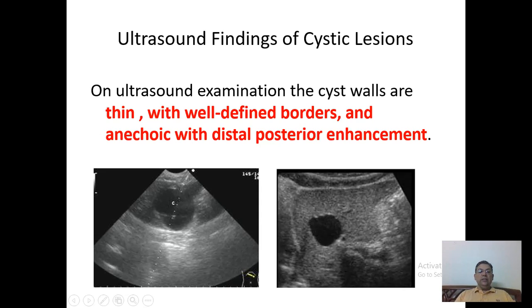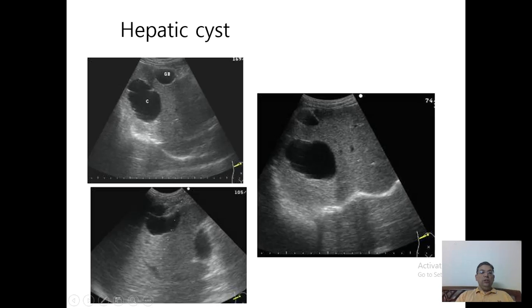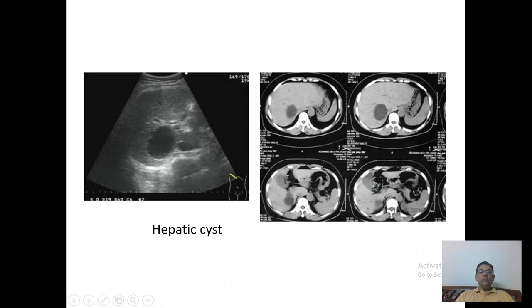So it tells us that it is a cyst, and you can see a liver may have multiple cysts lying in the liver, and you can also see how it looks like on a CT scan. On a CT scan also you can see that the density is much less than the rest of the density of the liver, and the border is thin, it is well defined, the density is less. Similarly here, well defined border, anechoic, distal posterior enhancement.